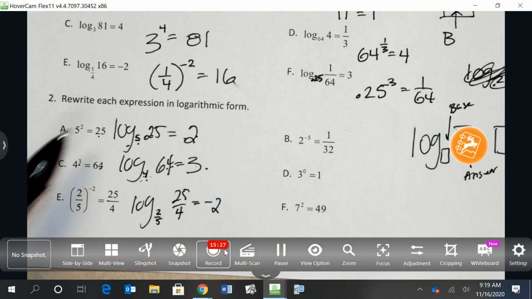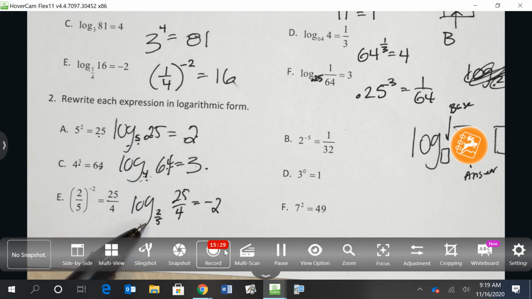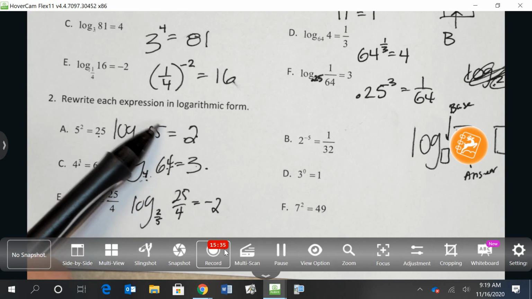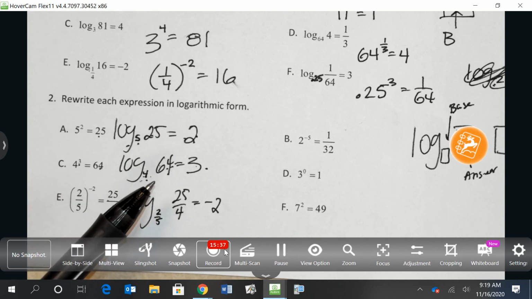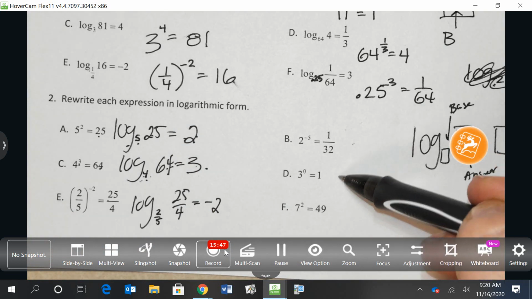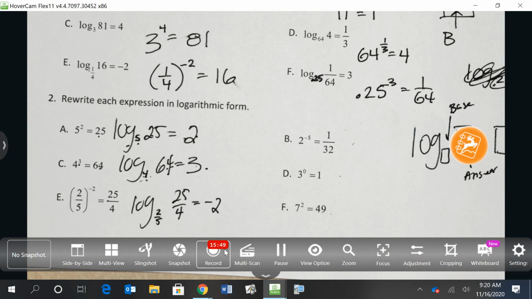Now, just to go over this once again, this base in log form will always be positive. And the number behind it, the answer, will always be positive. They may be fractions, they may be whole numbers, but they will be positive. The number in back can be 0, negative, or positive. I'd like you to try these three. I'll give you another 30 seconds.